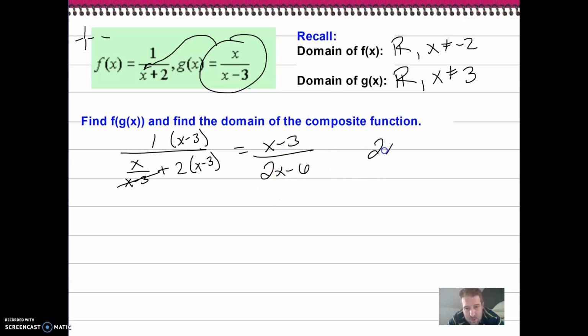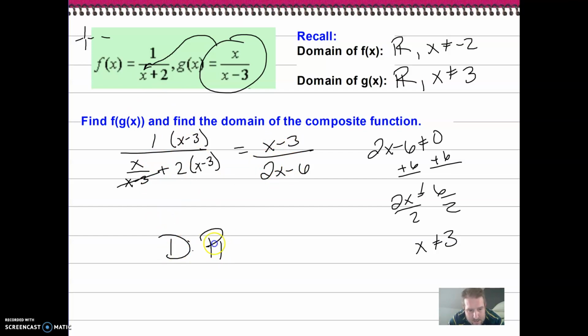Okay, now from here, we've got one rational function, and what we now know is that the denominator is 2x minus 6, which means 2x minus 6 is not allowed to be 0, because denominators are never allowed to divide by 0. It doesn't make any sense. It's undefined. So add 6 to both sides, and you get 2x equals 6. Divide both sides by 2, and now you know x is not allowed to be 3. So it's a rational function, so the domain is the set of all real numbers in which x is not allowed to be 3.